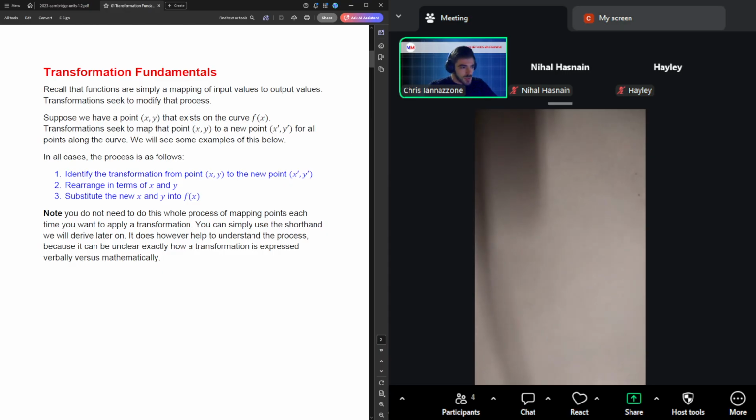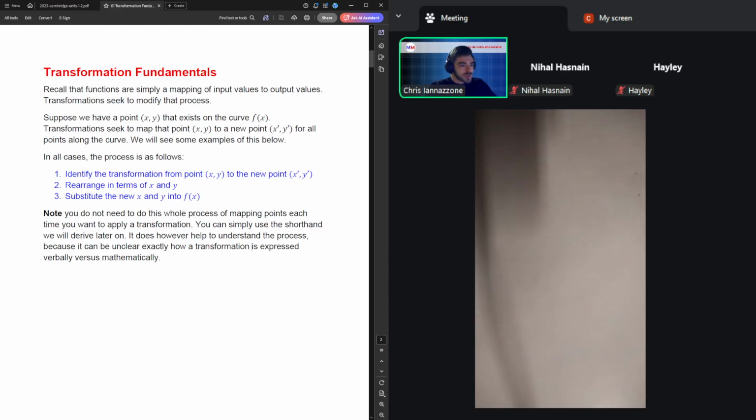So the method that we're going to have a look at today is in this so-called point notation, where rather than think about things in terms of functions, we're thinking about the individual x and y coordinates on that curve and mapping them to some new x and y coordinate. Because that's all a transformation really does, right? It's something to change the shape of the graph in some way. And by changing the shape of the graph, you're effectively moving the x and y coordinates of that graph to some new location.